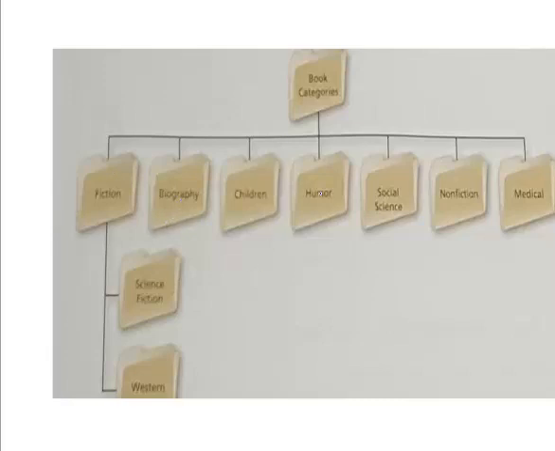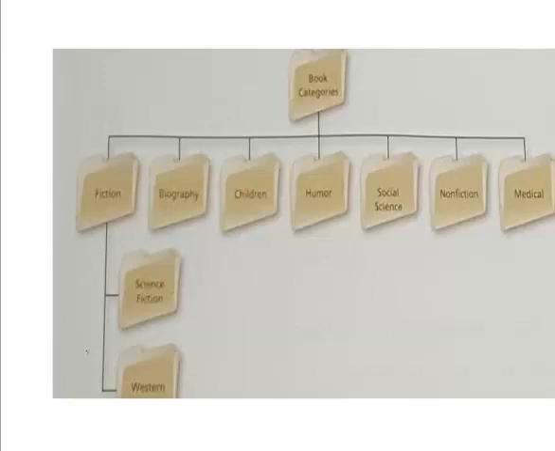You want to represent, draw on paper or type it on the computer, the logic of how the folders and subfolders are connected to each other. In this diagram that they did in the book, they show that book categories is the main folder. Fiction, biography, children, humor, social sciences, nonfiction, and medical are subfolders of the main folder book categories.